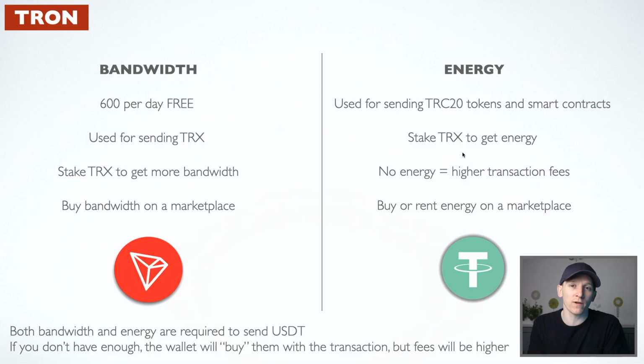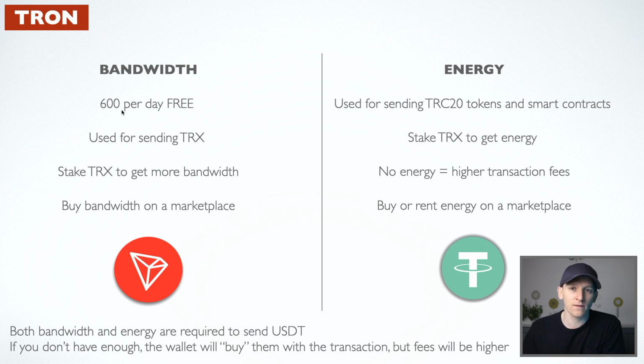Before swapping any tokens on the Tron network, we have to talk about how to pay for gas on Tron. Now, if you know about energy and bandwidth, you can skip this section. But if you're new, essentially on the Tron network, unlike other networks that just use the layer one coin for gas and you pay for that in the layer one coin, Tron works a bit differently. It works on a system of energy and bandwidth.